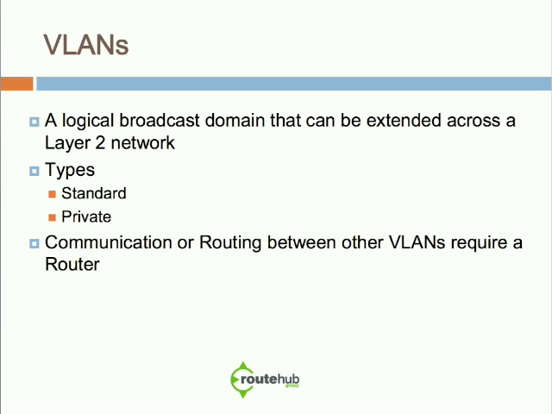VLANs are really two types. There's a standard VLAN that you will configure, like we talked about, one for engineering, one for HR. But there's also a private VLAN, which is a more advanced configuration. What a private VLAN does is, let's say there are two computers within a standard VLAN. They can communicate with each other without any issues.